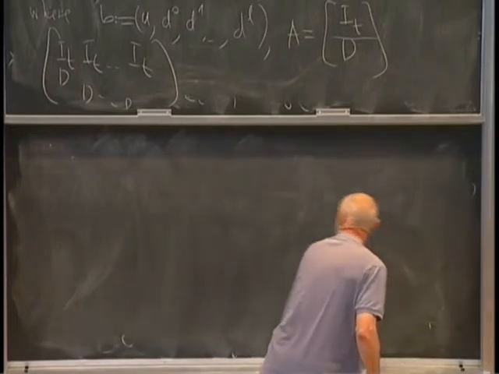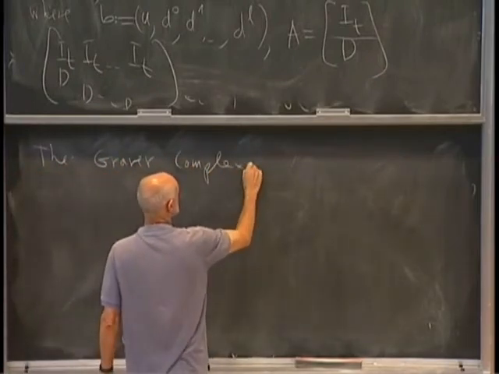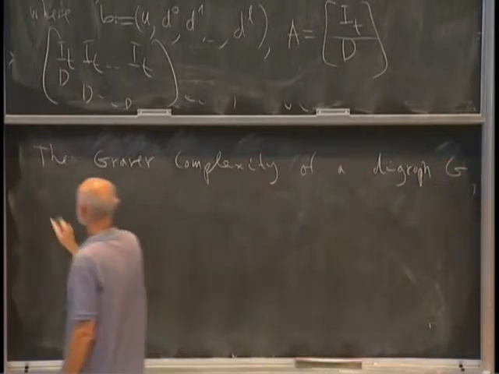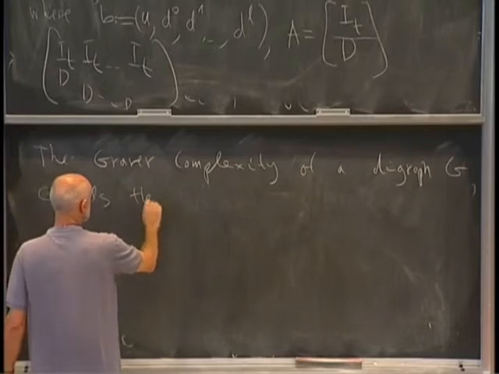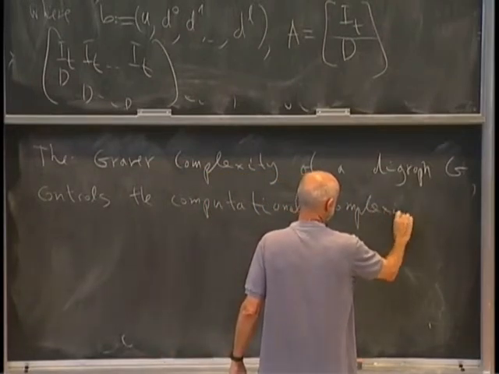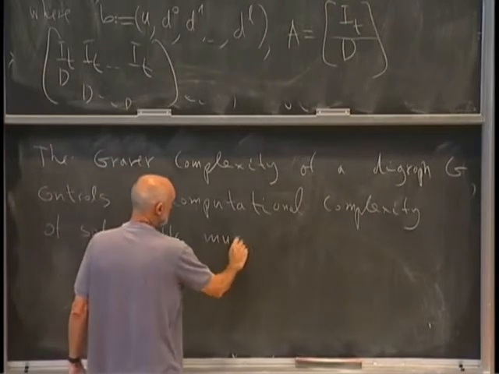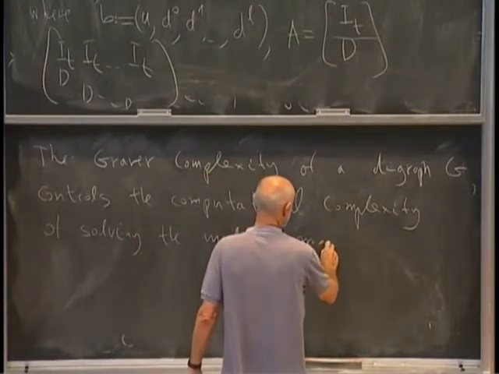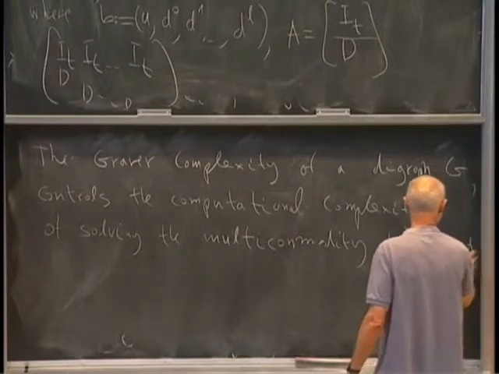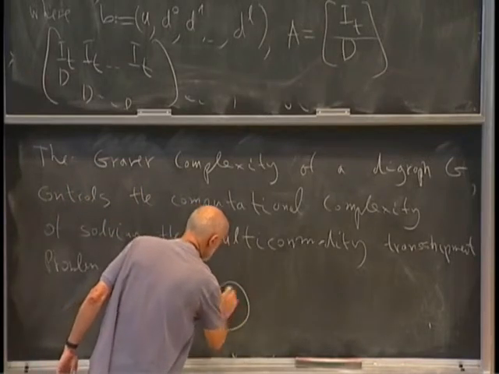So the Graver complexity of a directed graph controls the computational complexity of solving, let's say, the multi-commodity transshipment problem over G. So roughly we get a component which is something like this.